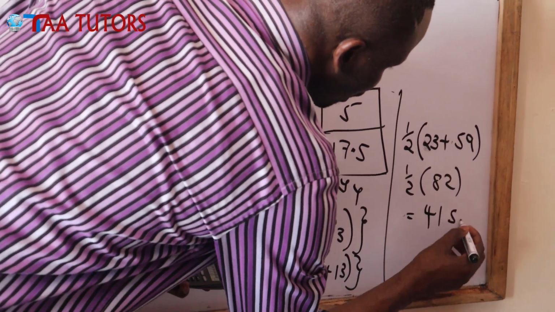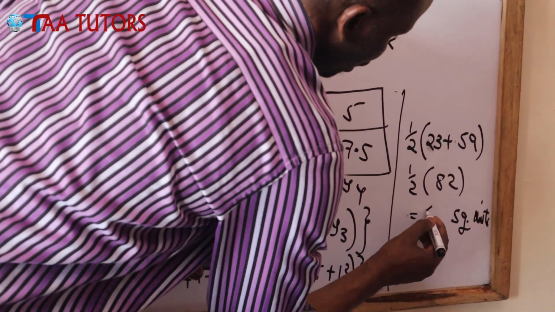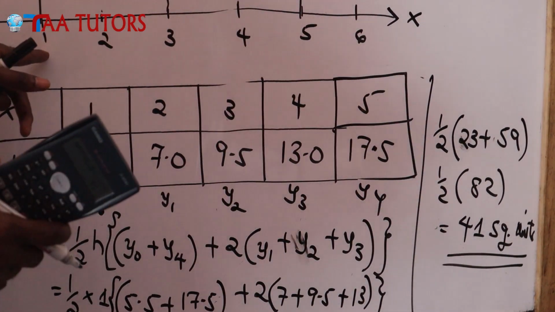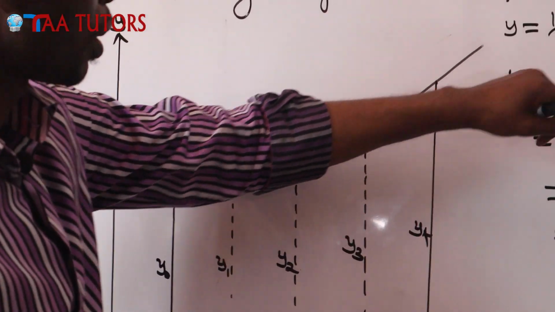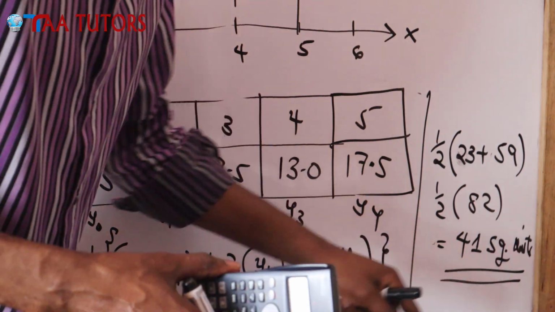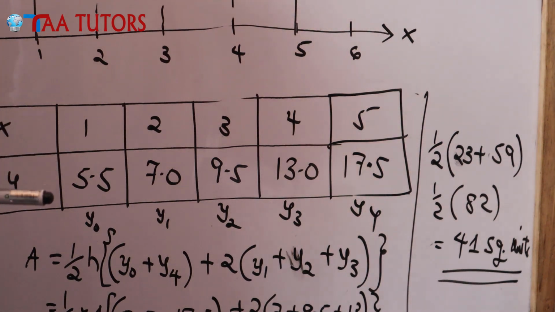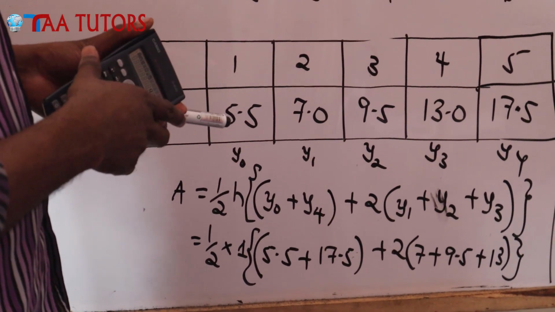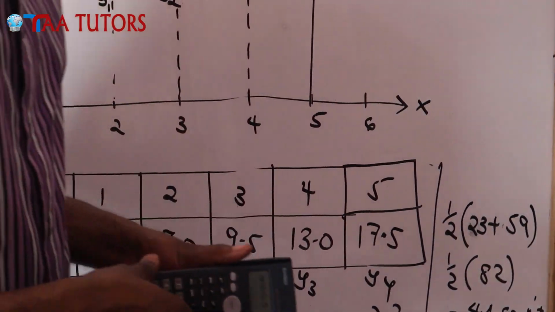So the approximate area of this particular region bound by the line x is 1, x is 5, the curve y equals a half x squared plus 5, and the x-axis is going to be approximately, not exactly, 41 square units. That is an example of how to deal with the trapezium rule, which is sketched for you. Let us also go to example 2, which deals with an area which is not sketched, so you are just asked to work it out.